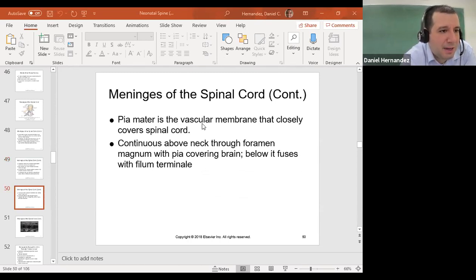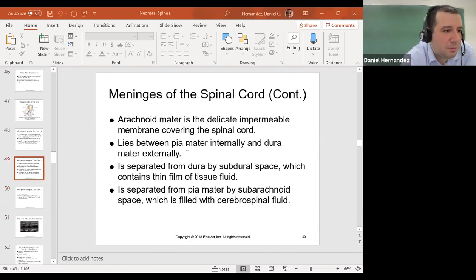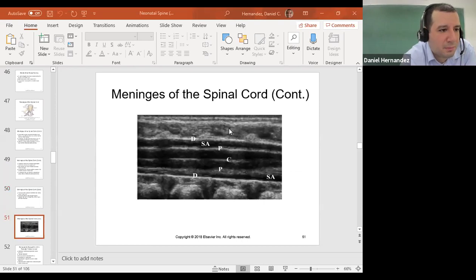The pia mater is the vascular membrane that closely covers the spinal cord. It's continuous above, through the foramen magnum, with the pia mater covering the brain. Below, it fuses with the filum terminale. So you can see D is that echogenic fibrous layer, the dura mater. And then you have the subarachnoid space, the layer of the pia mater.